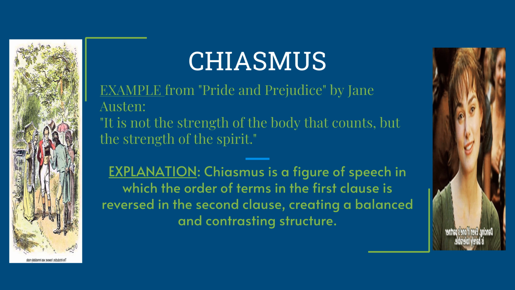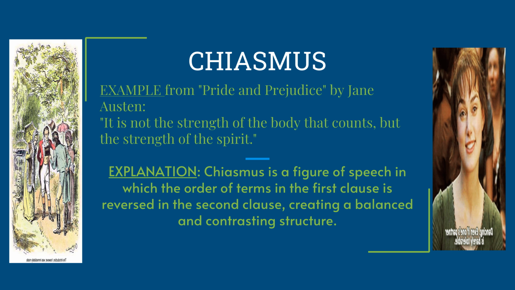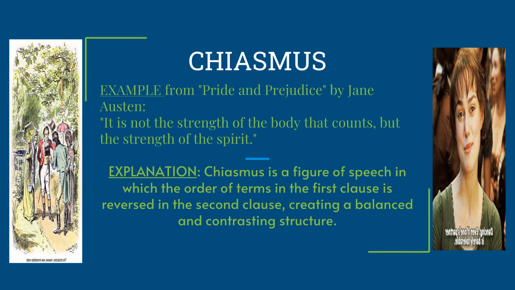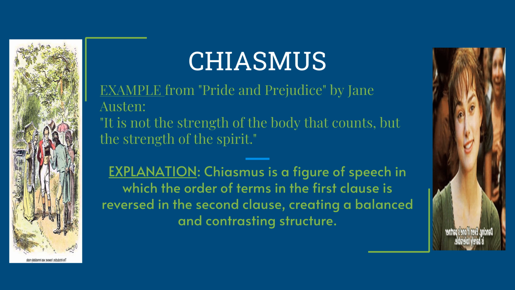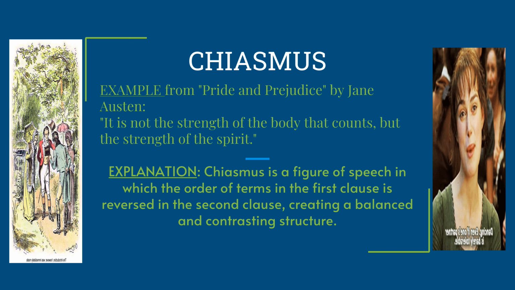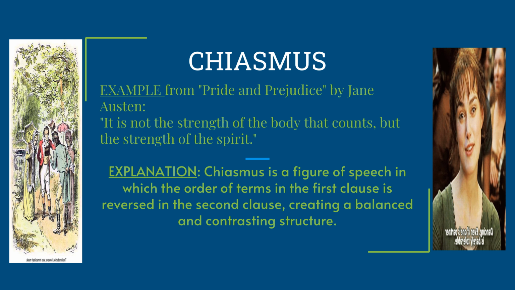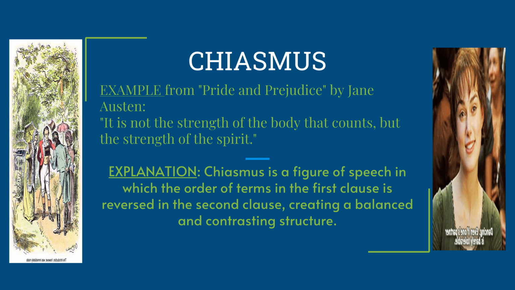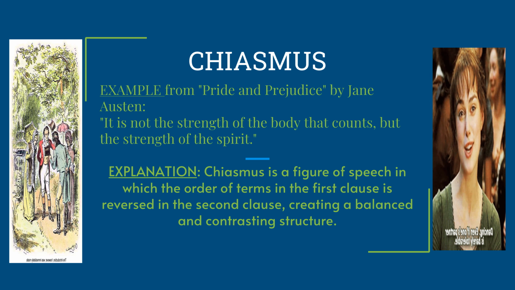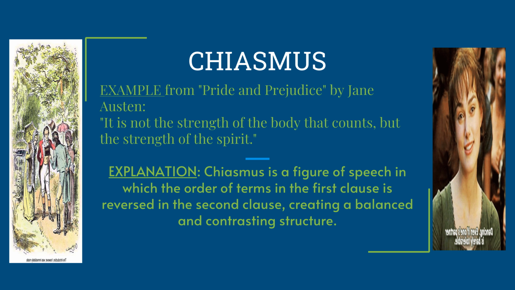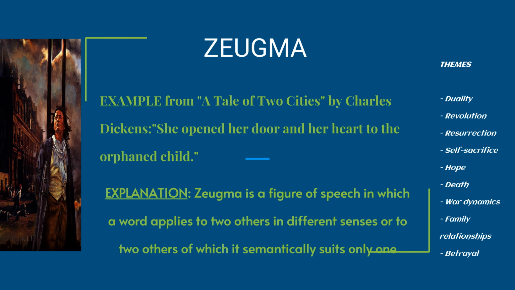1. Chiasmus. Example from Pride and Prejudice by Jane Austen. It is not the strength of the body that counts, but the strength of the spirit. Explanation. Chiasmus is a figure of speech in which the order of terms in the first clause is reversed in the second clause, creating a balanced and contrasting structure.